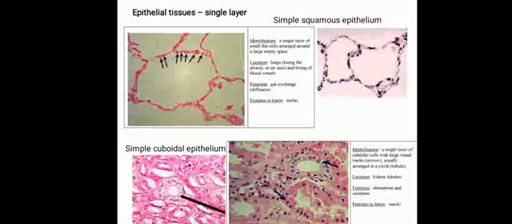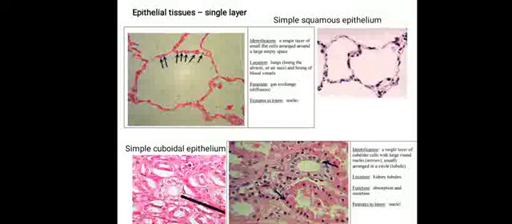We are viewing it very well. This is the simple squamous epithelium. Where are the areas where you can find the simple squamous? We can find it in the lungs, in the alveoli specifically. We can find it in the blood vessels, the lining of the blood vessels.